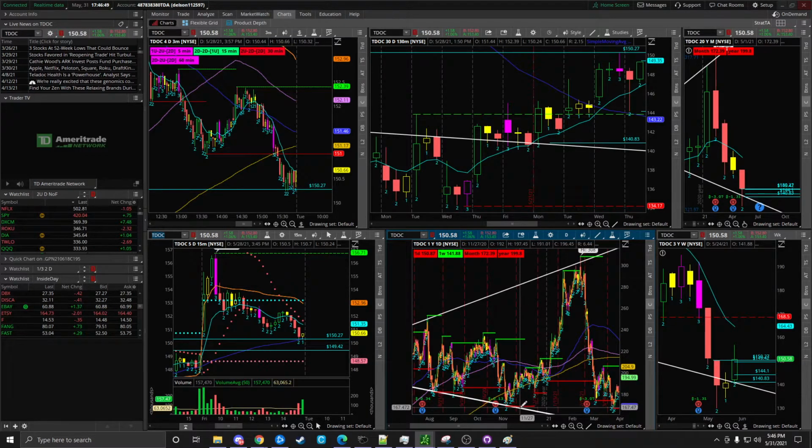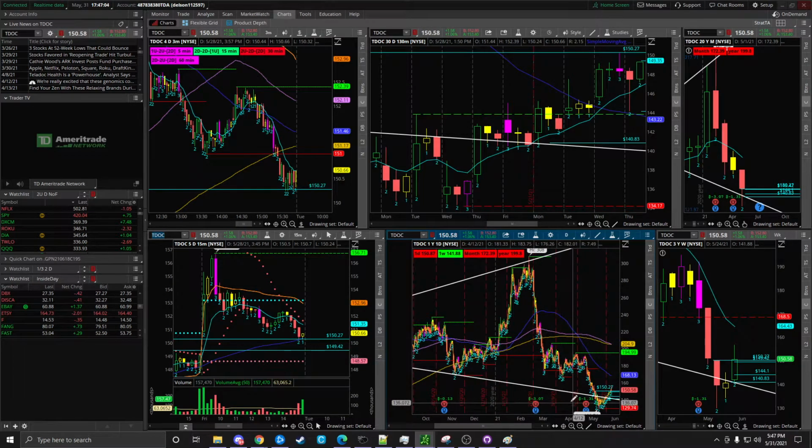So yes, price expanded from May, but this trend line is connecting the lows from August and July, or August and November. So I'm using old candles, and not using the most recent one.